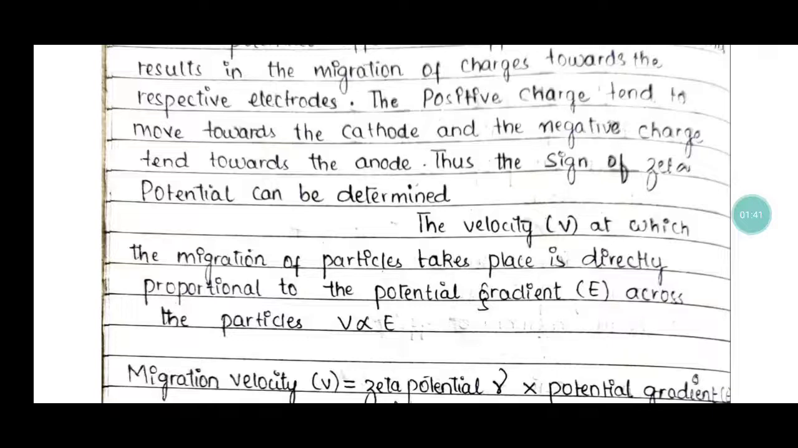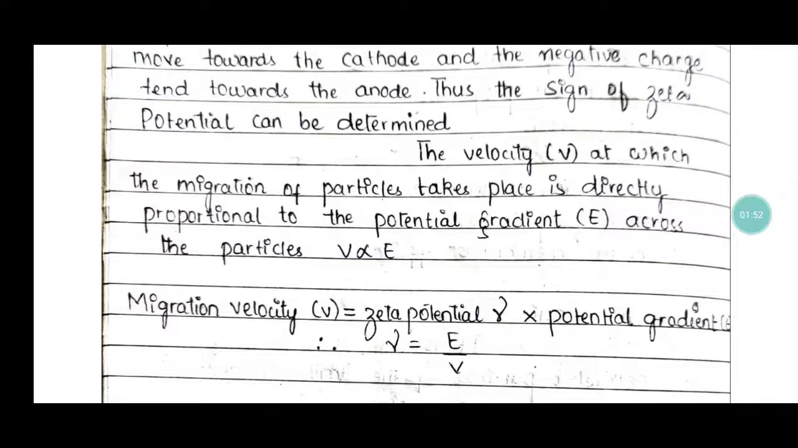of particles takes place is directly proportional to the potential gradient, which is E, across the particle. That is, velocity is directly proportional to the potential gradient. So the migration velocity v equals zeta potential, that is gamma, into potential gradient E. Therefore gamma, the zeta potential, equals potential gradient divided by migration velocity.